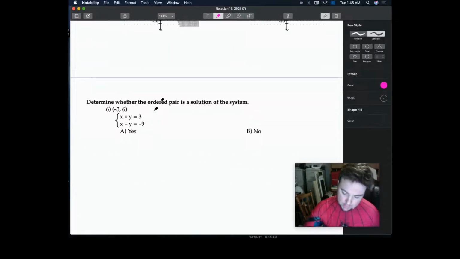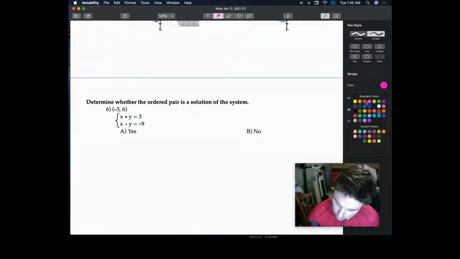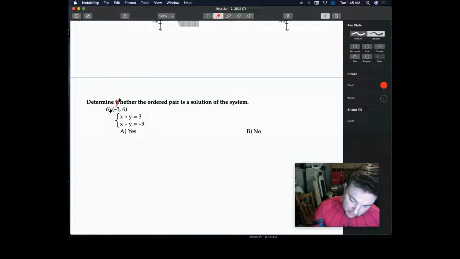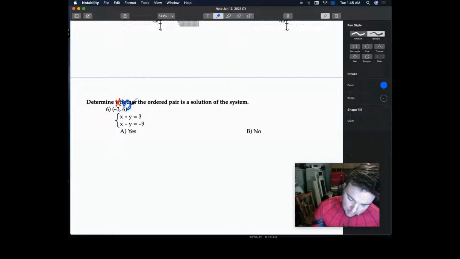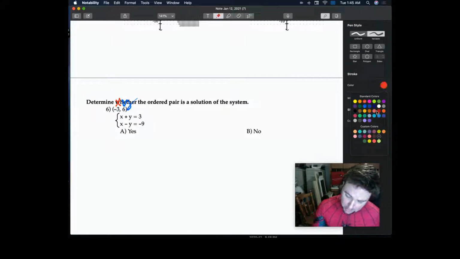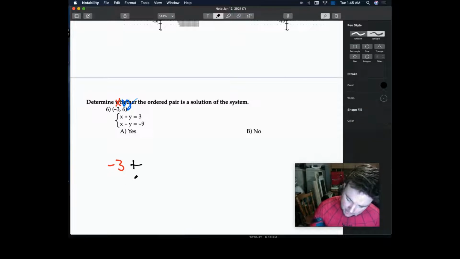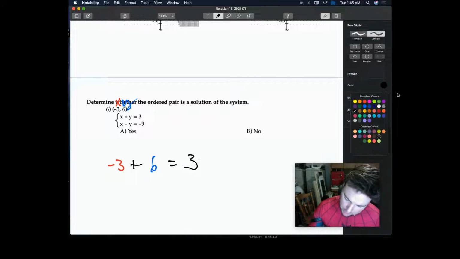We're going to say that x is -3 and y is 6, okay? And we're just going to plug it into both equations and see what happens. So if I plug it into the first one, it's going to be -3 plus 6 equals 3, okay?